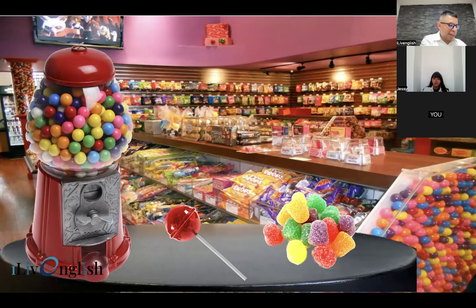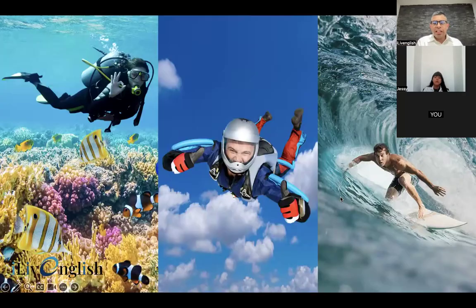Next one is for student you. Let's practice with the cheapest versus the most expensive. Question. Which is the cheapest candy? Chewing gum, a lollipop, or gummies? Okay, excellent. Perfect. Yes, the most expensive is correct, or the most expensive one. Perfect. Excellent.